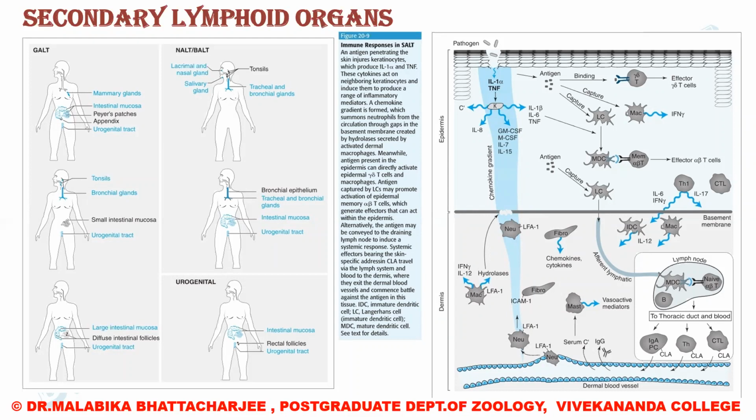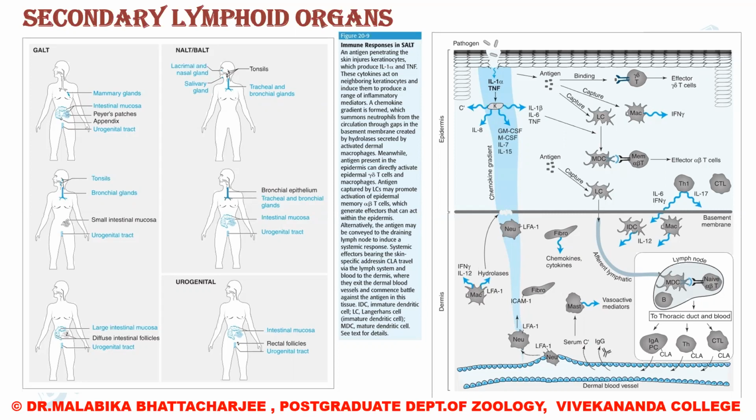In the BALT and the NALT, the main inductive sites are the bronchial epithelium and the collection of tonsils in the nasopharynx, respectively. So, from the definition of the inductive sites, you can assume that these are the sites where the antigen accesses the body or where the antigen enters the body. Now, if these are the sites where the antigen accesses the body, then there are sites which will produce an effector response to the antigens that have entered.